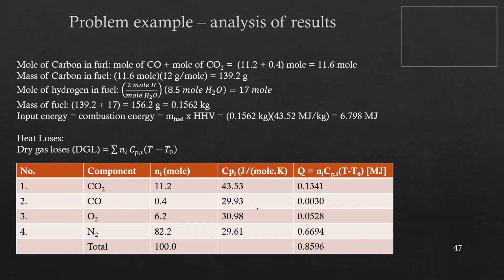Okay, so we calculate from here. The moles of carbon in the fuel originate from the CO and CO2 as carbon sources. Based on the problem, we have 11.2 moles and 0.4 moles for CO2 and CO respectively. Then we have 11.6 moles. And we have the mass of carbon in the fuel as well. After we get 11.6 moles, we can convert it to grams by multiplying with the relative atomic mass of carbon, so we have 139.2 grams.